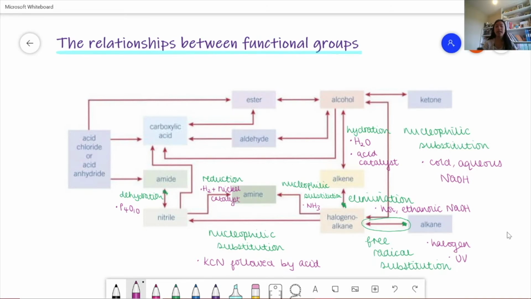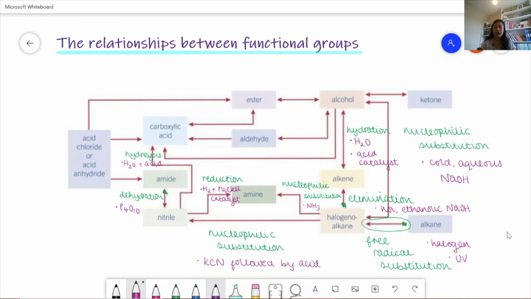And to get from a nitrile to a carboxylic acid, this is a hydrolysis reaction. So here we have hydrolysis. And we need some water and also a H plus catalyst. So we need water and some kind of acid.